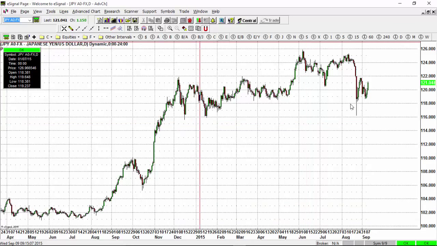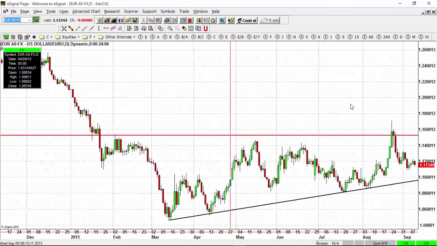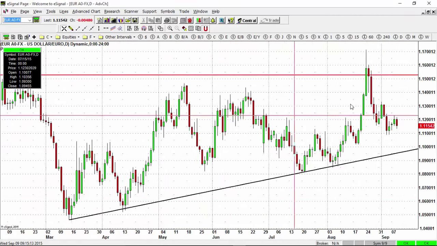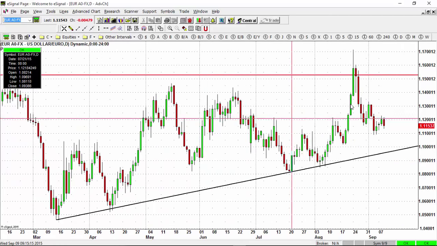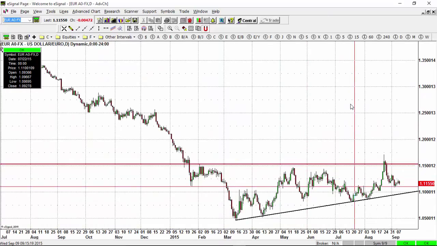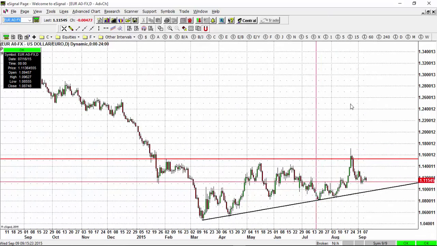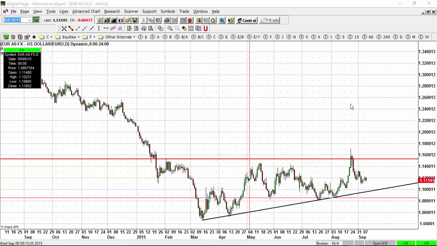Okay, taking a look at the euro. Euro is down this morning slightly. We're at 111.53. The market is still in this six month range that we have been seeing, and very anemic price action here in the euro versus the USD. There are times when the euro goes to sleep, and this is definitely one of these times.